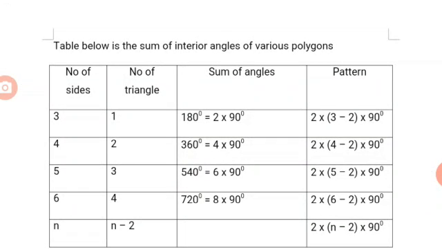If it has 6 sides, the number of triangles will be 4. And then we are going to multiply that 4 by 180. It will give us 720 degrees, which will be 8 times a right angle, that is 90 degrees. So it will be 2 times 6 minus 2, times 90 degrees.